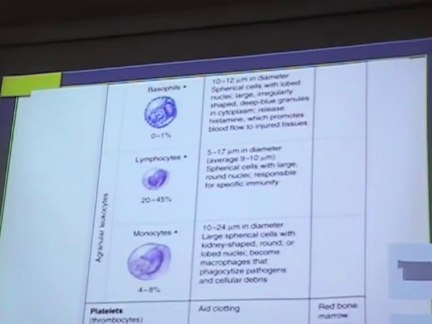There it shows all the different types. And platelets. Platelets are little pieces of cells that cause blood to be able to clot.